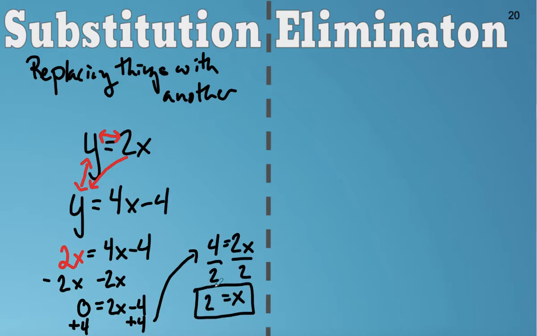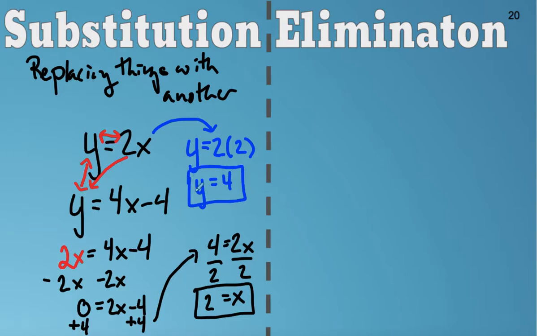Now I'm not quite done because I know what x is, but now I need to go back and figure out what y is. So I'm going to take the x value I found and plug it into one of my equations. Now I could plug it into this first equation, or I could plug it into the second equation. It doesn't matter. I'm going to use the top one because to me that looks easier. So y equals 2x, or 2, times the 2 that we just found, meaning y is 4.